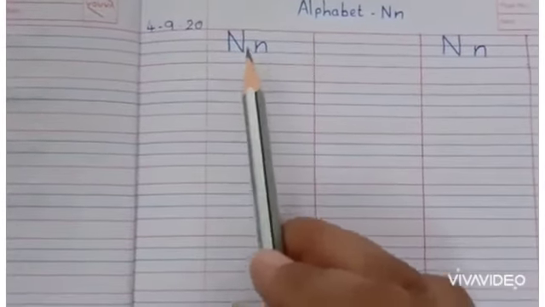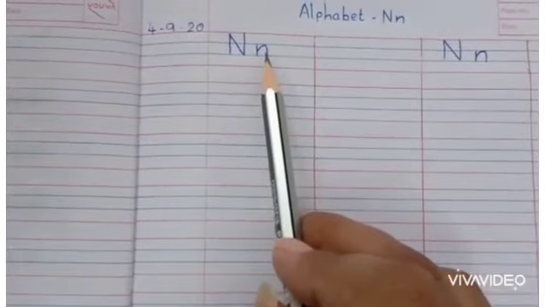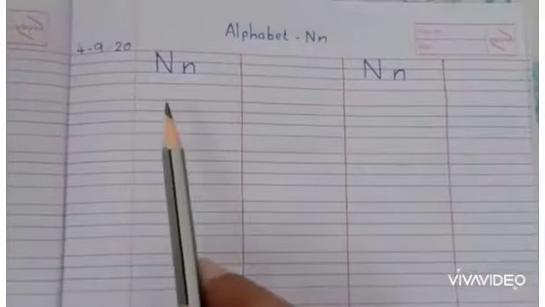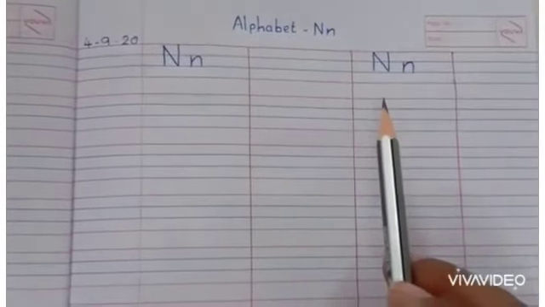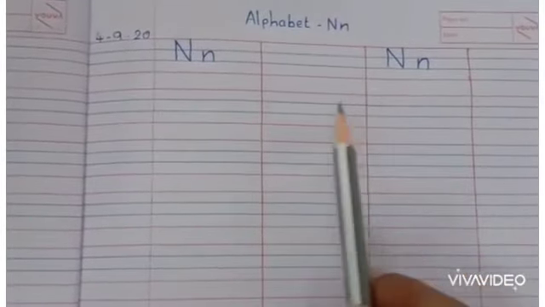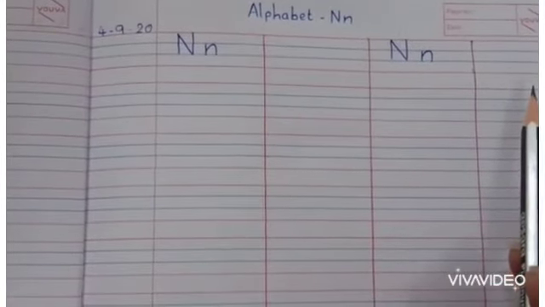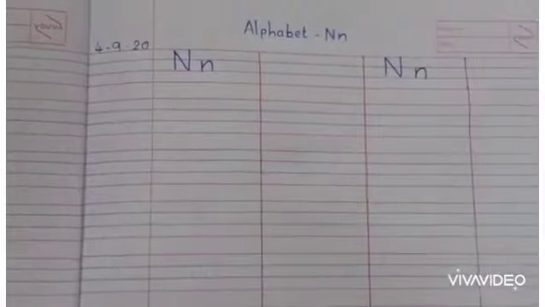In the first column, I have written capital N and small n, and also in the third column, I have written the same. So, in the first and third column, we will write alphabet N, and in the second and fourth column, we will draw objects related to alphabet N.